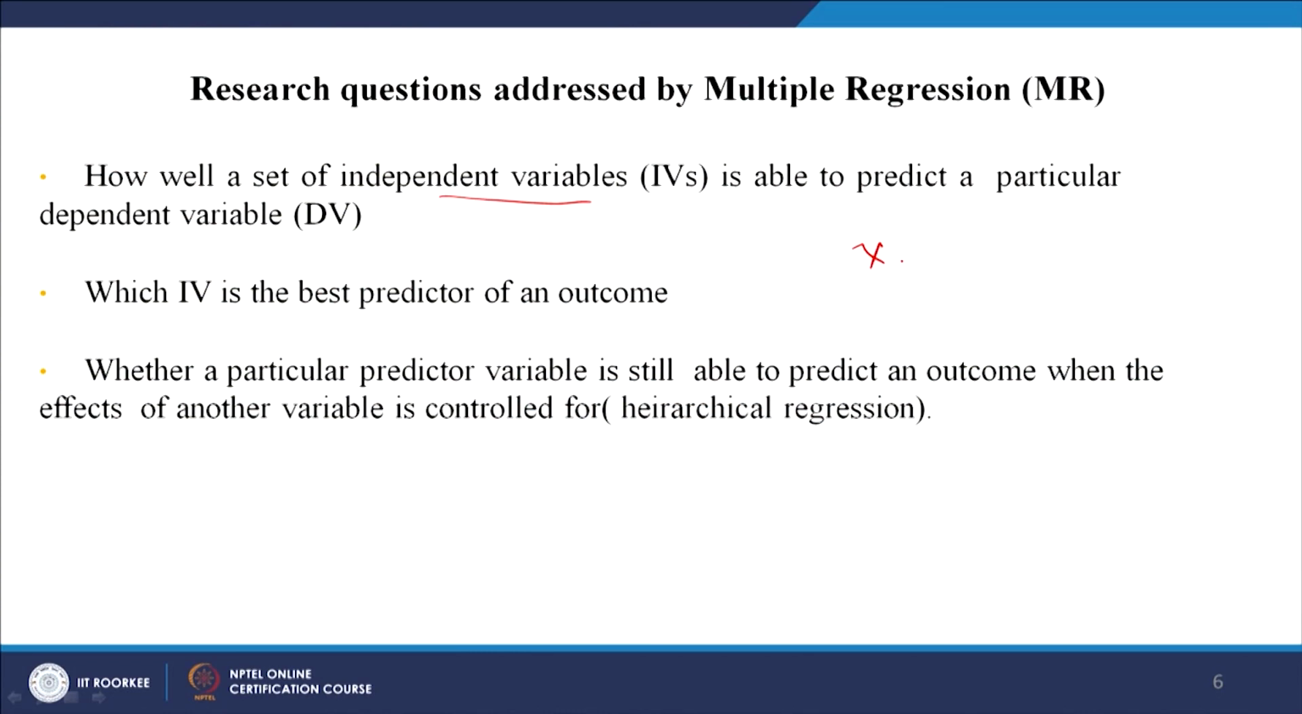Second, which is of more interest to researchers: suppose there are 3 variables x1, x2, x3, which independent variable out of these 3 has the highest influence on y, or the biggest influence, or is the best predictor. The third question, whether a particular predictor variable is still able to predict an outcome when the effects of another variable are controlled. For example, suppose I want to only see the effect of this and I want to control these 2. So, in the first case I am trying to see this one, and in the next case I may take all the 3 and see whether the prediction ability is changing.